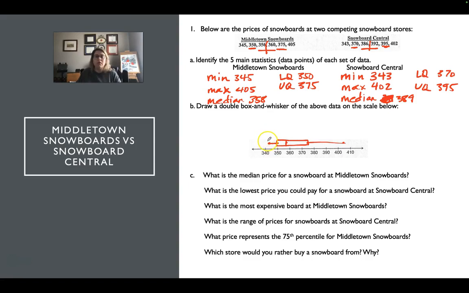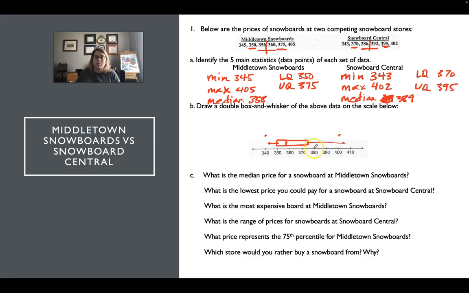Snowboard Central is at 343. I know it looks like I'm at 340, but I realized my 345 was not exactly in the middle, so I pushed it a little below that. My max is at 402.